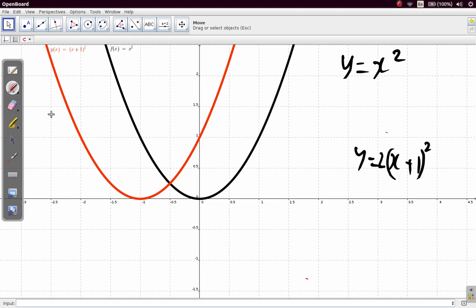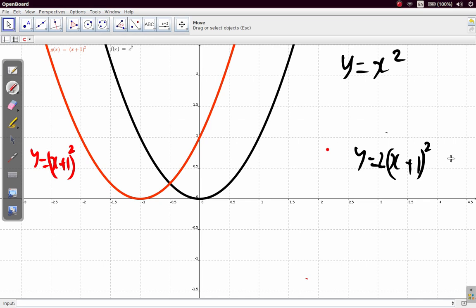So this is y equals x plus 1 squared. Alright? Should put the square out here. In fact, let me write it here. Y equals x plus 1 squared. This is what we have.